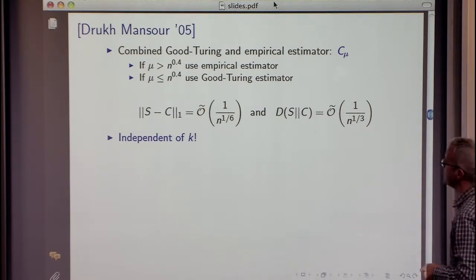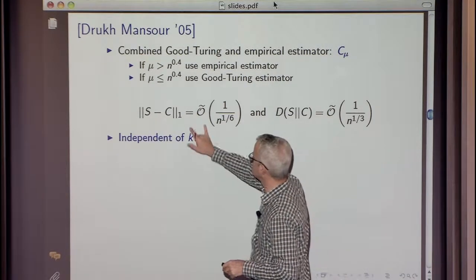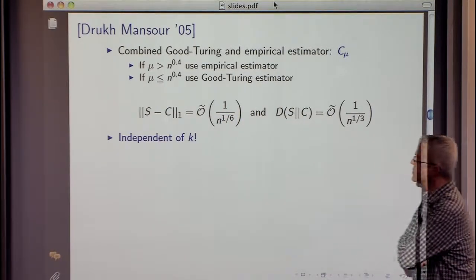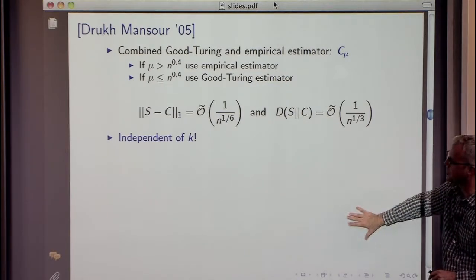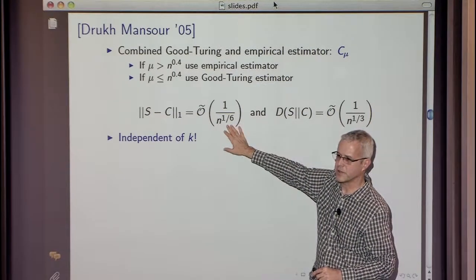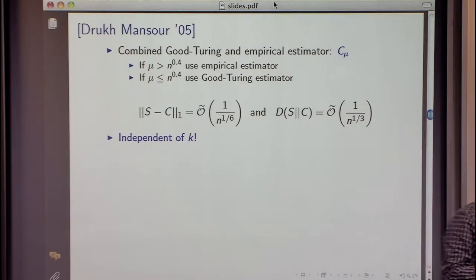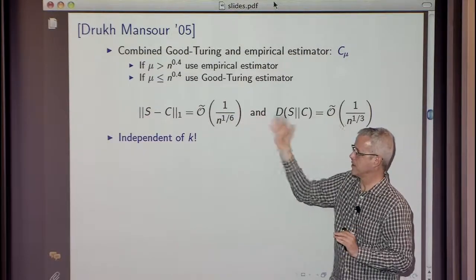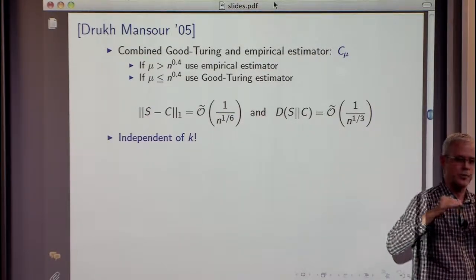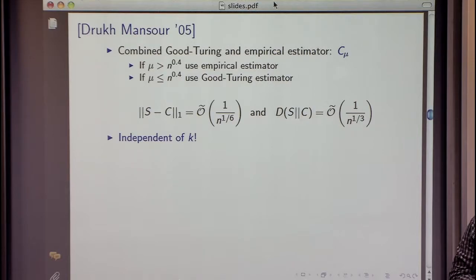With that, they showed that the L1 distance goes at most like 1 over n to the 1/6, and then there's KL divergence. Let's not worry about this. These results are always going to be the square of this. The Pinsker inequality relates L1 distance and KL divergence, so the KL result will be roughly the square of that.